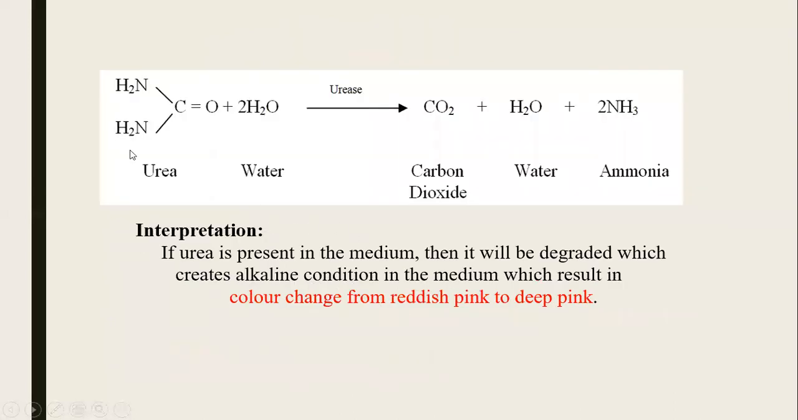Here you can see the urea has been reduced to ammonia. When the urea is reduced to ammonia in the presence of urease enzyme, the accumulation of ammonia causes an alkaline nature of the medium. Due to the alkaline nature of the medium, the indicator color changes. The color change from reddish pink to deep pink indicates a positive test, and no change in color indicates a negative test.